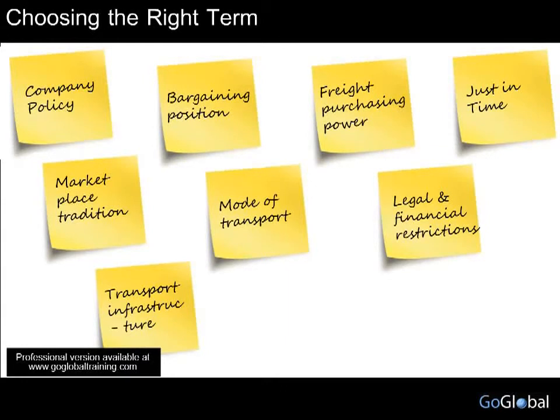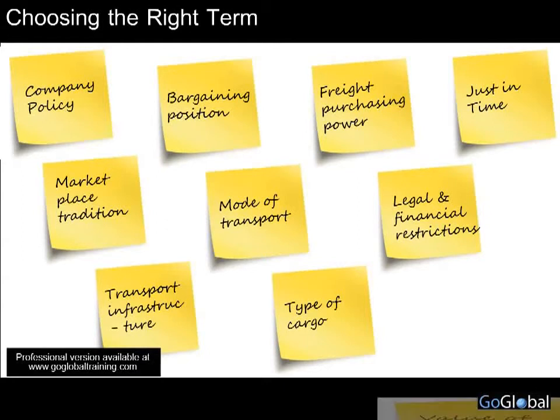The mode of transport. If goods are being shipped by road or air, then traditional sea freight terms would not be appropriate. The type of cargo to be shipped, for example, loose cargo may be loaded directly into a ship, in which case a sea freight term would be best.